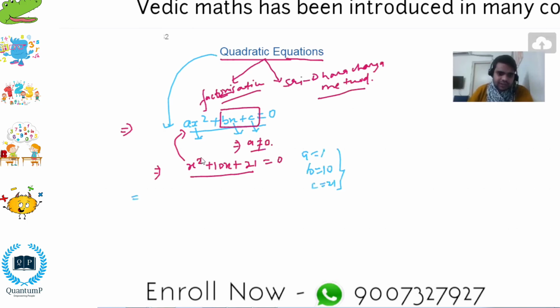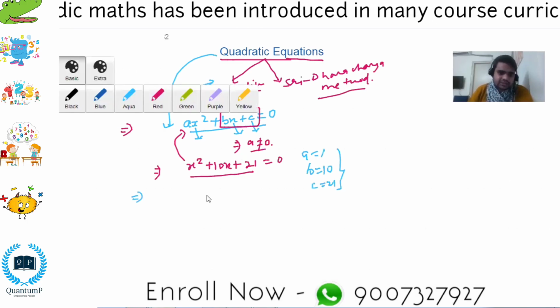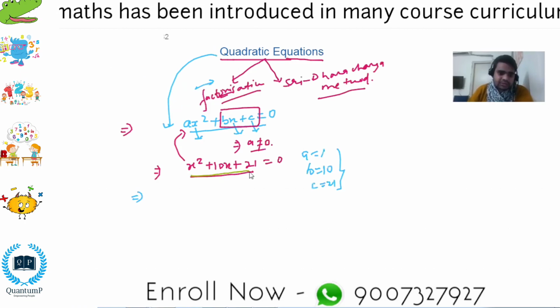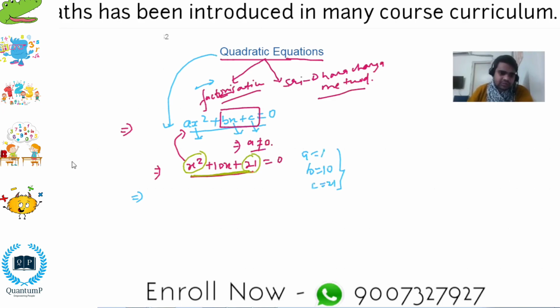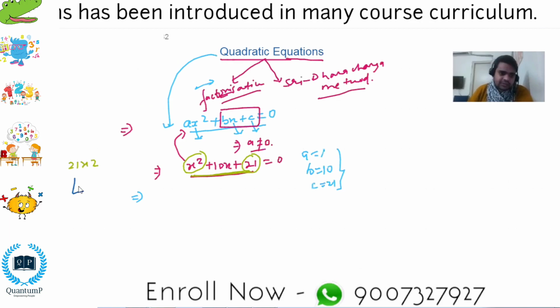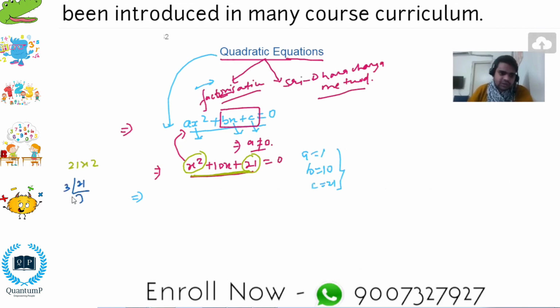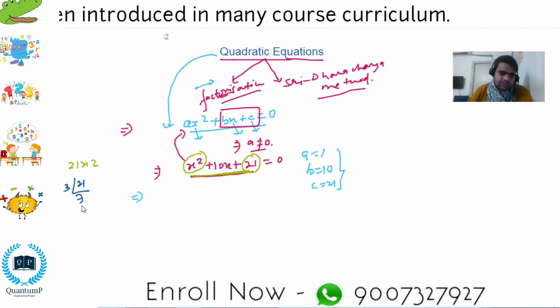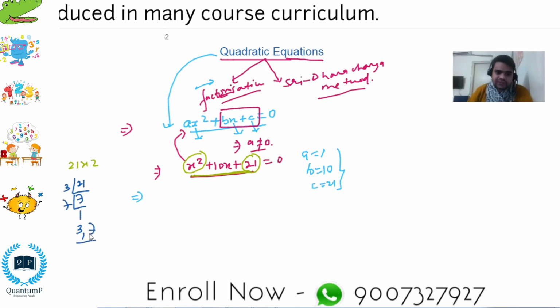Now first I'll solve this by the factorization method. In the factorization method, we multiply this x square with 21, which is 21 x square. Then we have to find the factors of 21. So we will factorize 21: 3 times 7, and 7 times 3, and 21 times 1. You see that 3 and 7 are the factors.